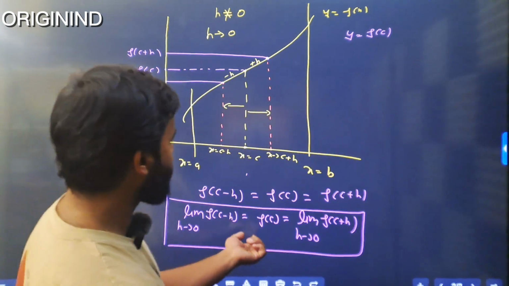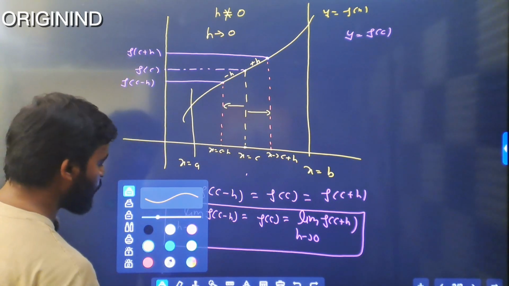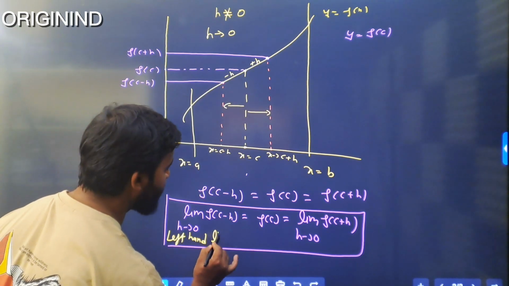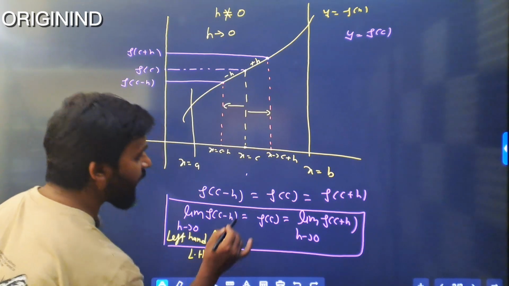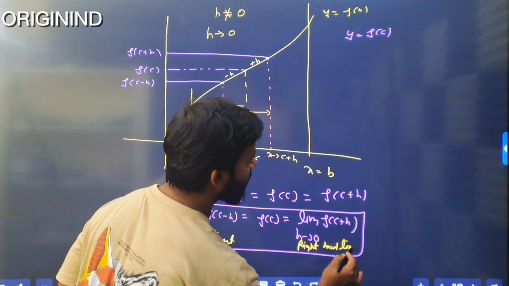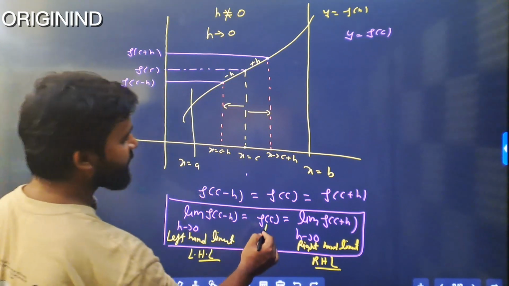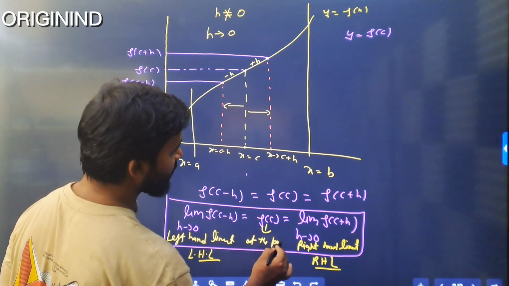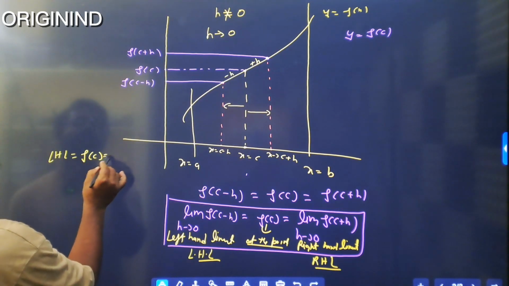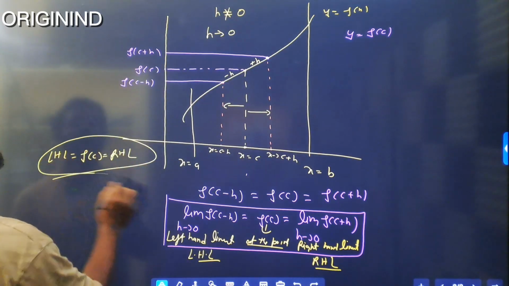So limit f of c minus h, f of c, and f of c plus h, h tends to 0. So simply you can give them names. This is called left hand limit, it means LHL. And this side is called right hand limit, RHL. LHL and RHL. And this is the value at the point.